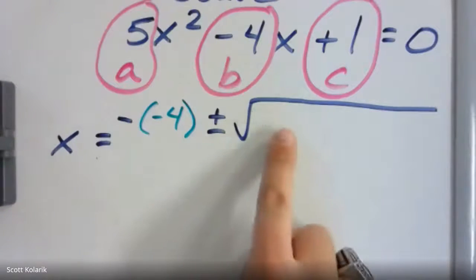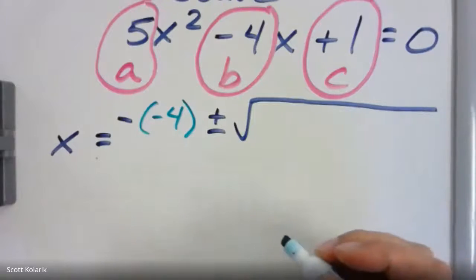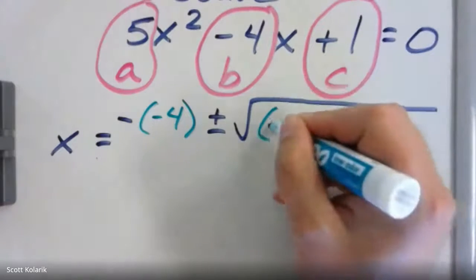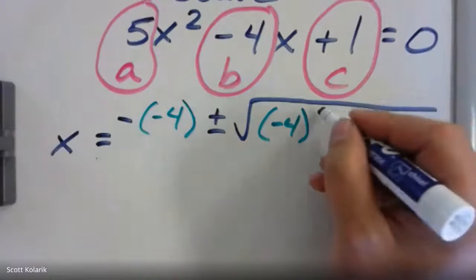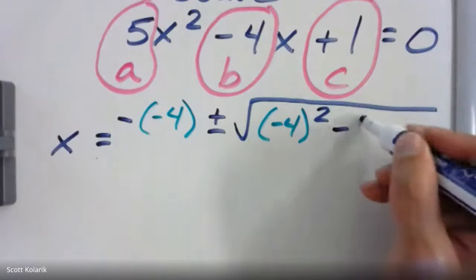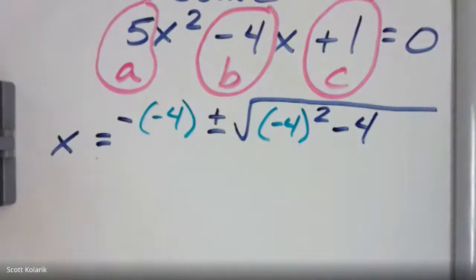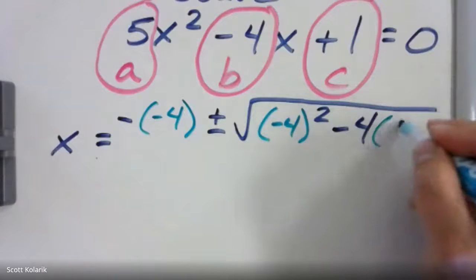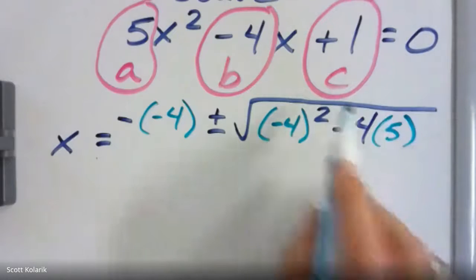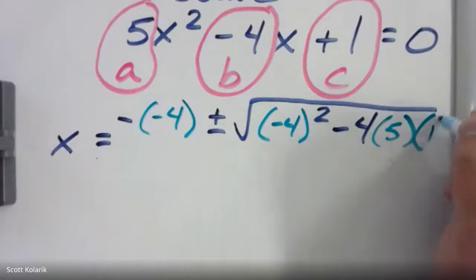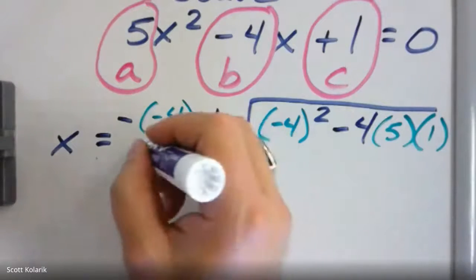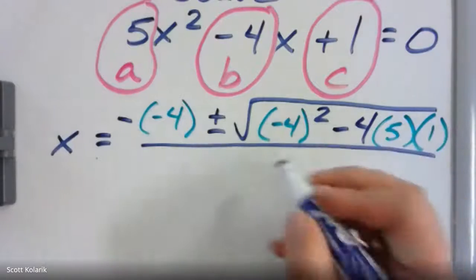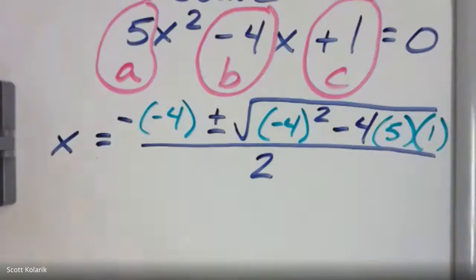And the first piece here will be just b squared. In this case, it will be a -4. So I'm going to take that -4 and square it or multiply it by itself. Then I will subtract 4 times a times c. Well, a in this case is that +5 out in front. And c is that +1 added on the back end. All of this mess will be over 2 times a, again being that +5 out in front.